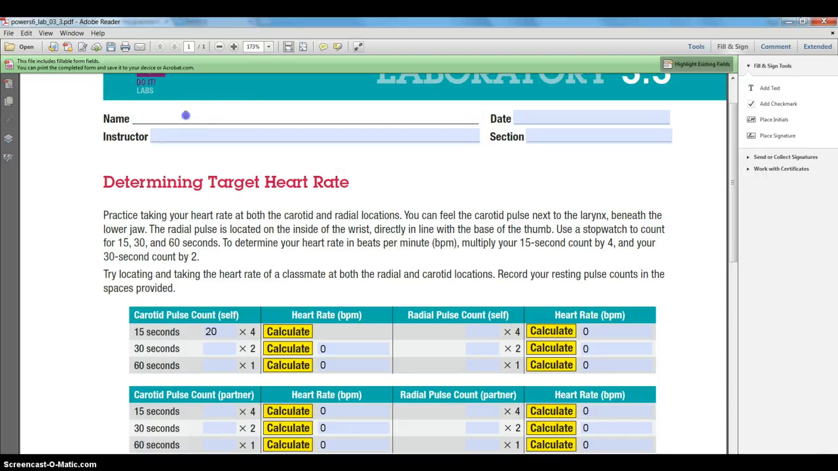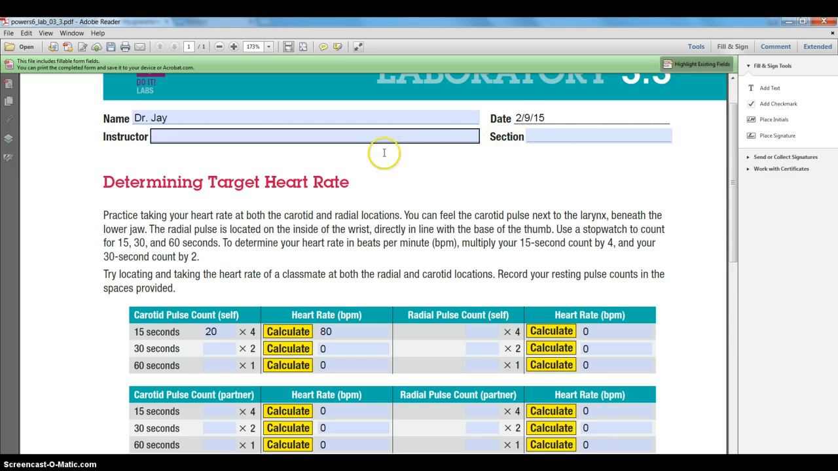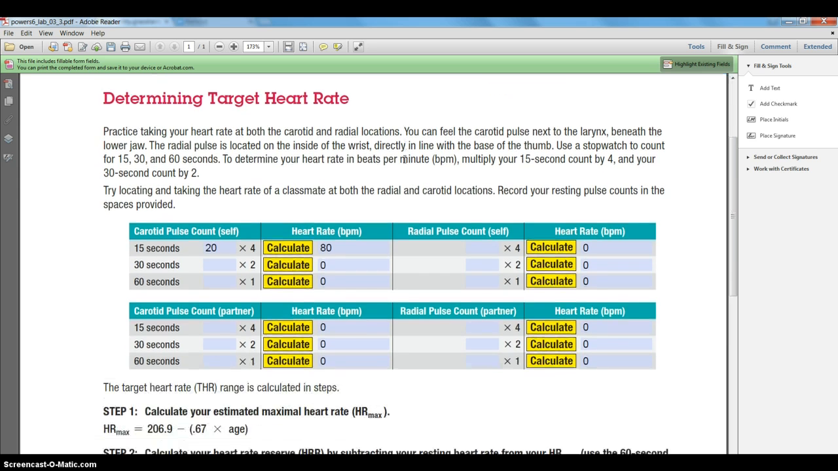So I'll go ahead and put my name in here. And I'll put the date in. Don't worry about the section or the instructor. It's obvious when you attach this in MyGraceland who it's for.